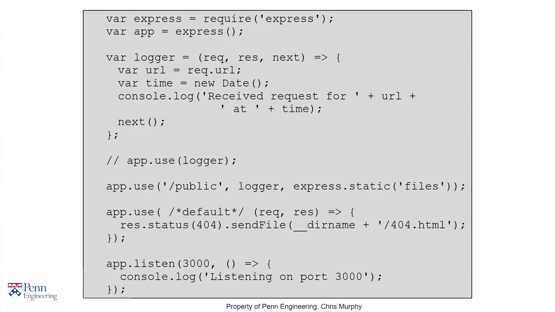In that case, we can just comment out the fact that we're using the logger in every chain, and in this particular route, for a URI that's in the /public folder, we can first say that we're going to use our logger middleware, and then call express.static. This shows that we can have any number of middleware functions specified in the app.use function when we're creating a route for this particular HTTP request.